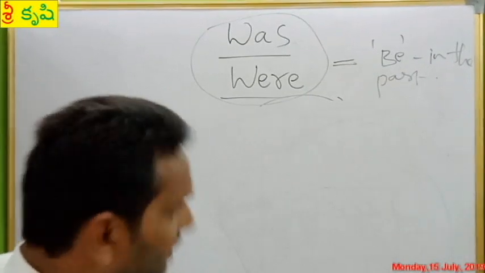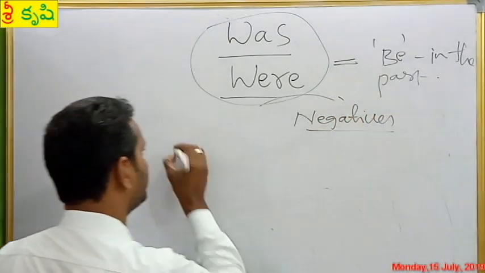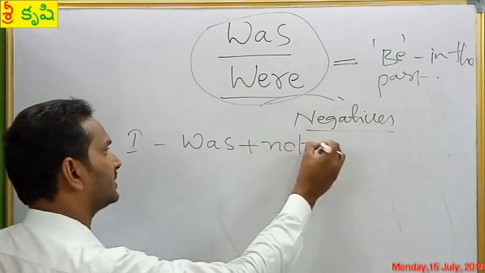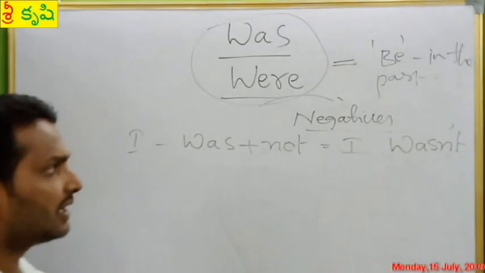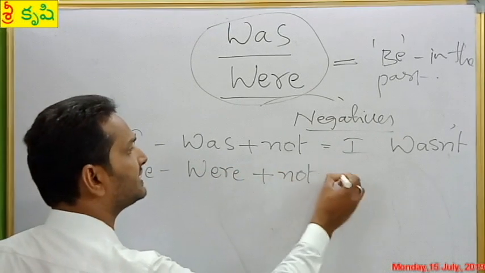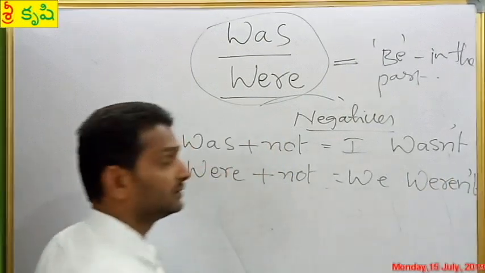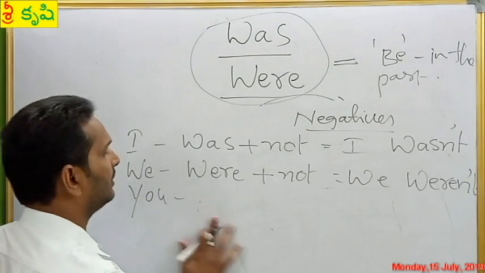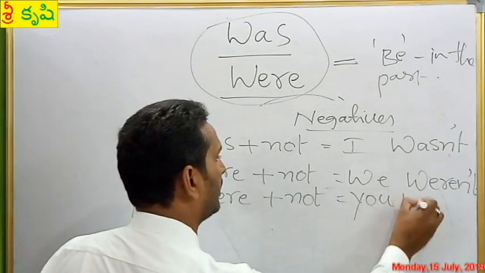How can these verb forms be used with the negatives? How to make negative forms? For instance, we might start like this. The verb is was plus not. It's pronounced I wasn't. This is how you must say. Similarly, we take were and not, the negative word. It becomes we weren't. Next, you: you take were plus not, and it becomes you weren't.